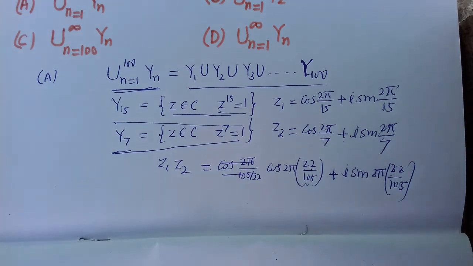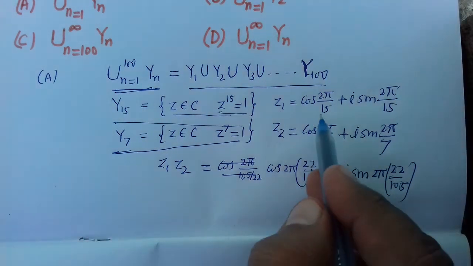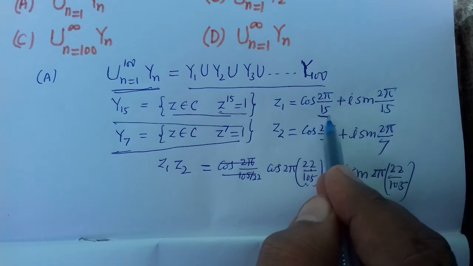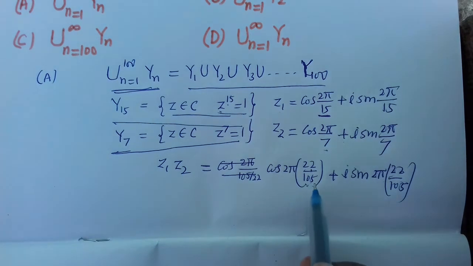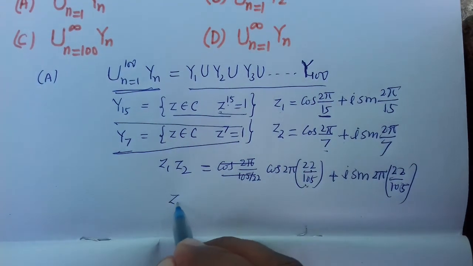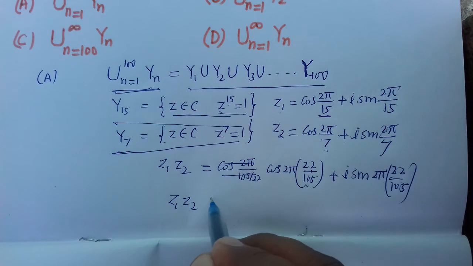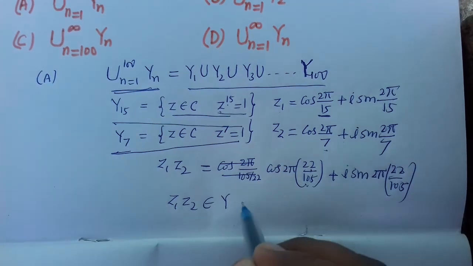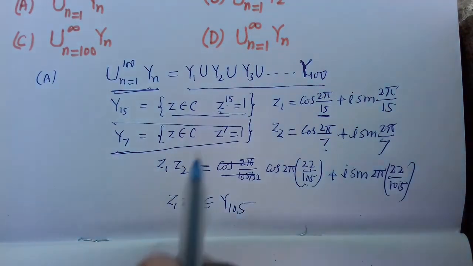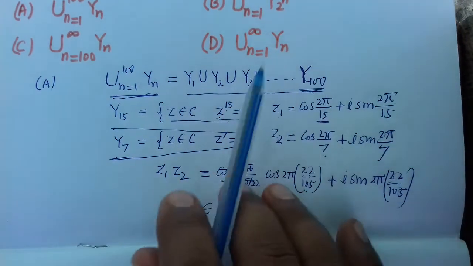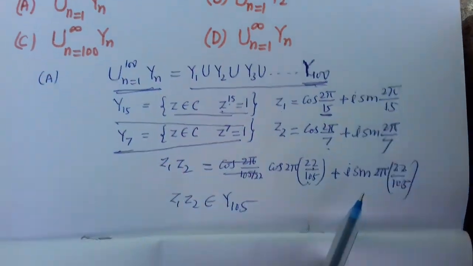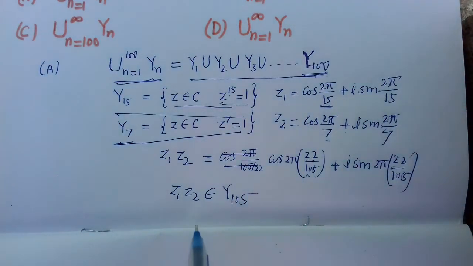There is no common divisor, and as you see here, in the denominators we have 15 and 7. So accordingly, z1 z2 is actually a member of Y105. But here you have to keep yourself within 100, as you see in option A. The product of these two goes beyond 100, to 105. So A is wrong.